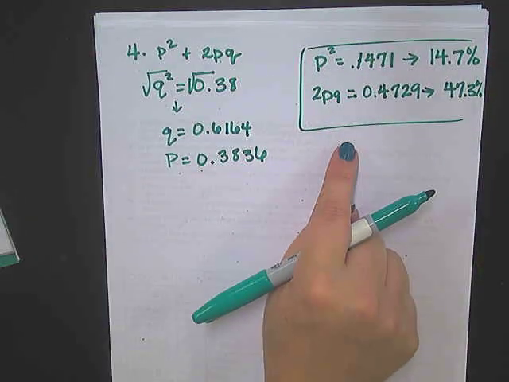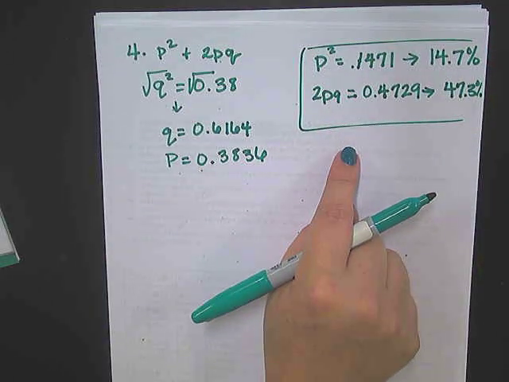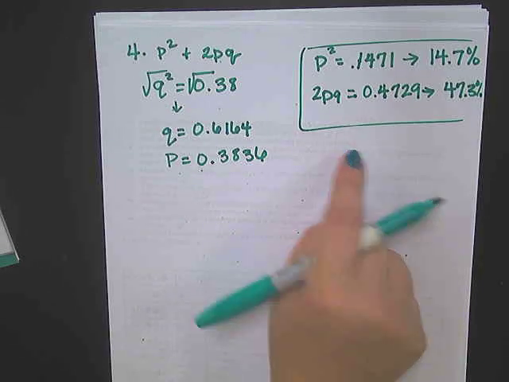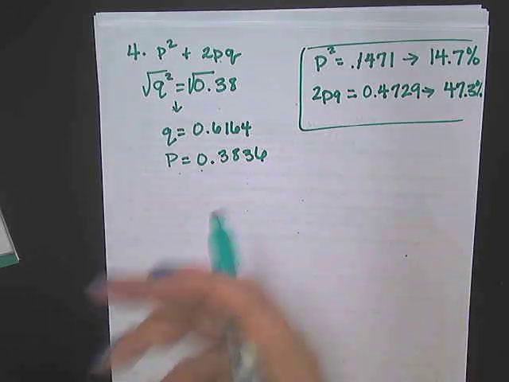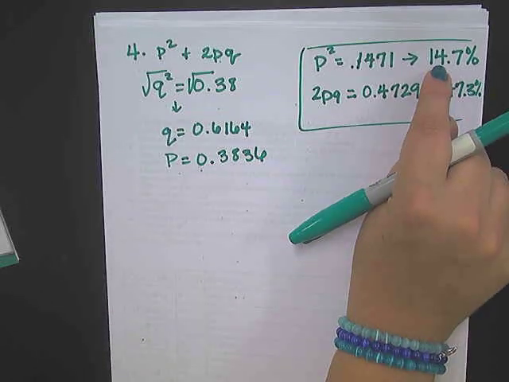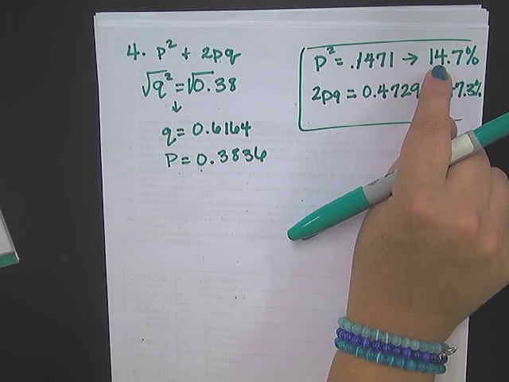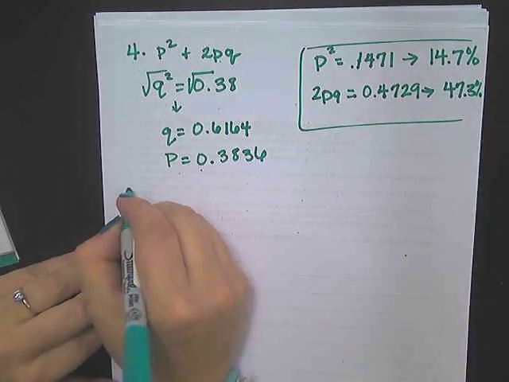Now on this type of problem, if they asked you to take it to a population, they didn't ask it here, but if they asked you to find out how many actual people were affected, you would take this number and multiply it by the number of people in your population, which we will do later on. Number 5.